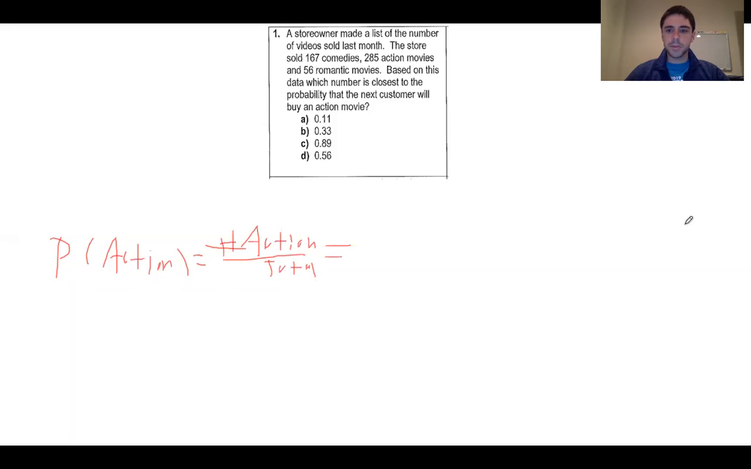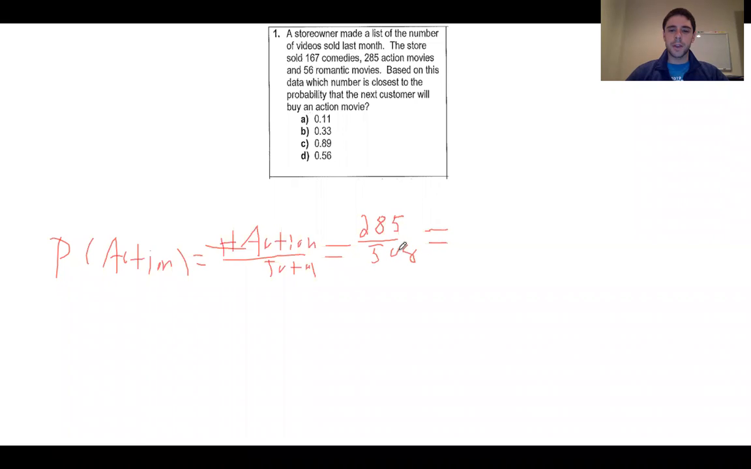And how many action movies did we have? We had 285 action movies. And how many total movies did the store owner sell? Excellent. We have 508 movies sold. And these are all in decimal form.